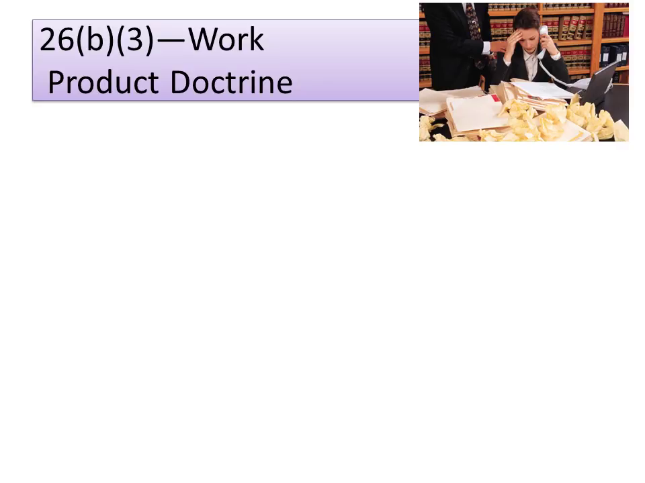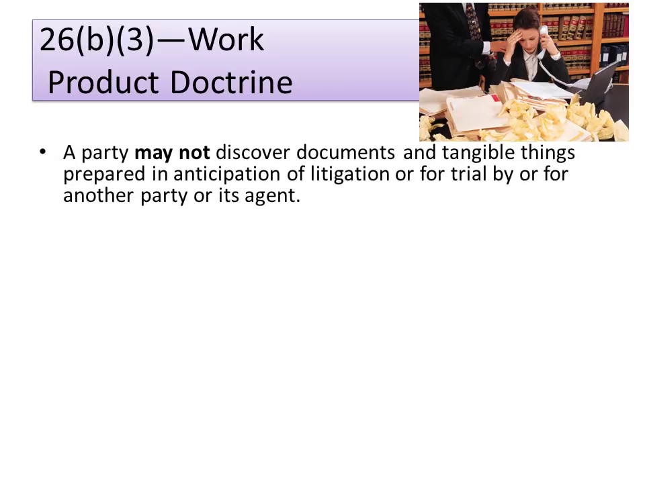So the work product doctrine is meant to protect you from that and make the other side do its own work. Right? If you're going to work hard, they should work hard. It's their job to assemble their case. That's kind of the idea. So how does it work? It says in 26(b)(3), a party may not discover documents and tangible things prepared in anticipation of litigation or for trial by or for another party or its agent.